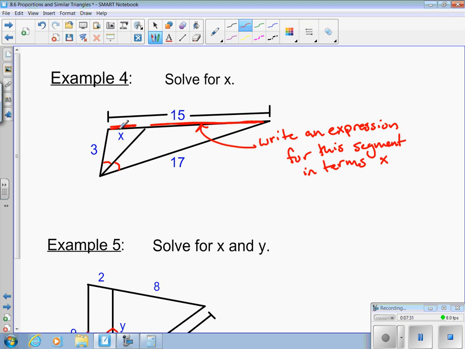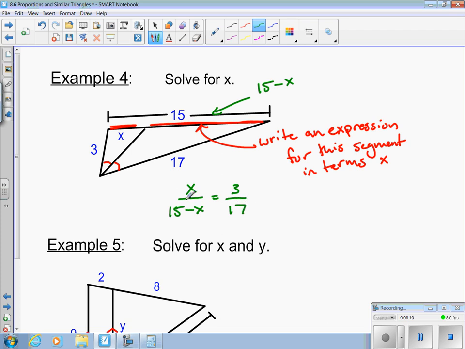We want to keep one variable, in this case in terms of x. So if this segment's x, and I want to know what this segment is, since the total length is 15 and this is x, we're going to take 15 and take away x. Whatever this segment is, we take it away from 15 and find this segment. So now I can write a ratio x over 15 minus x. The ratio of these sides is going to equal the ratio of 3 to 17.